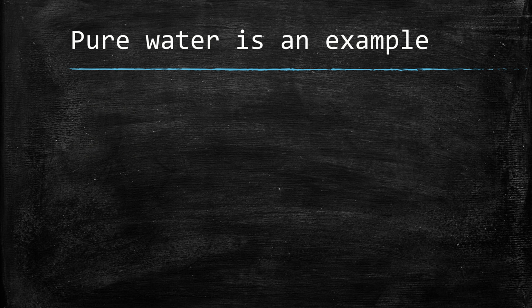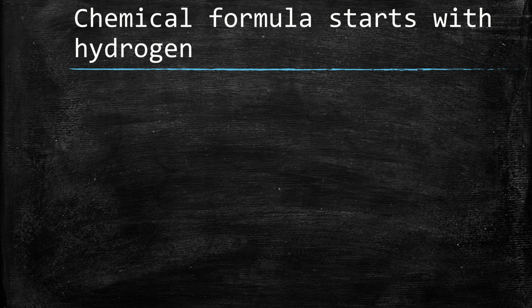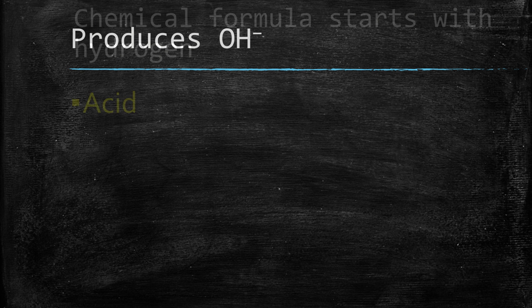Pure water is an example of, we already said it, a neutral compound. Chemical formula starts with hydrogen. I kind of gave a clue about that one. If it starts with hydrogen, that's going to be an acid. It has to start with hydrogen. I'm not saying it contains hydrogen. We just showed bases have OH minus, but the H is going to be at the end of the formula. If it begins with H, it's an acid.